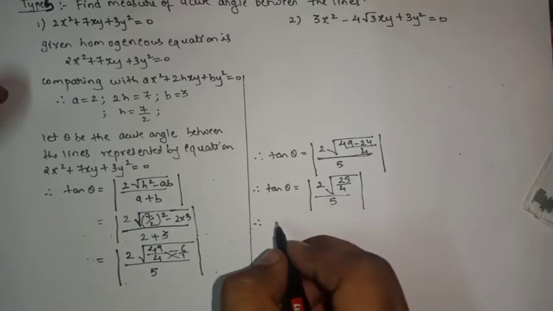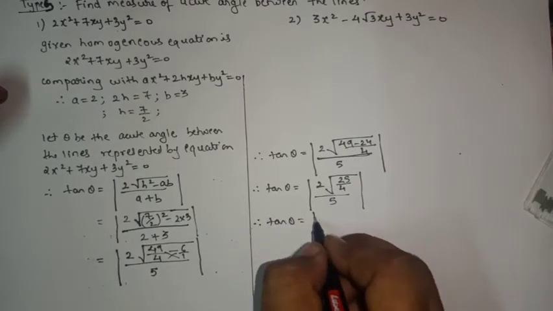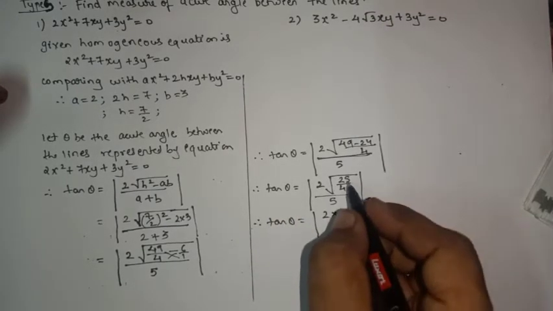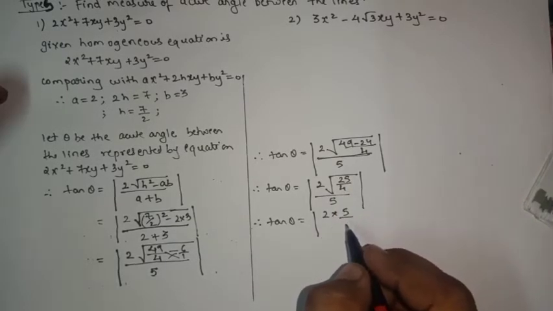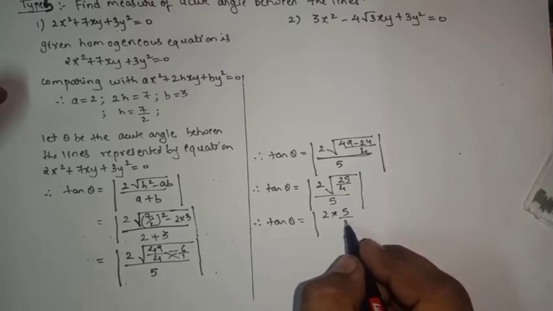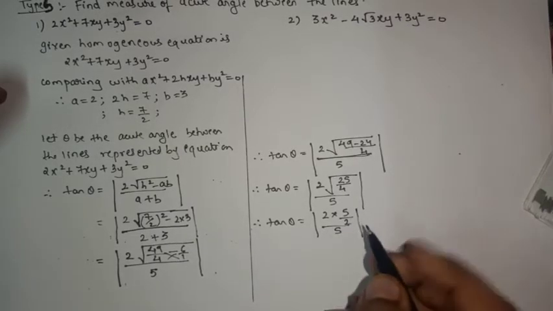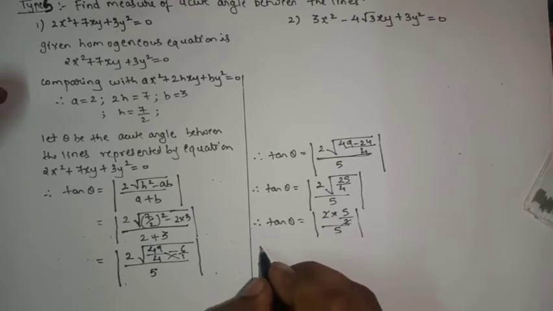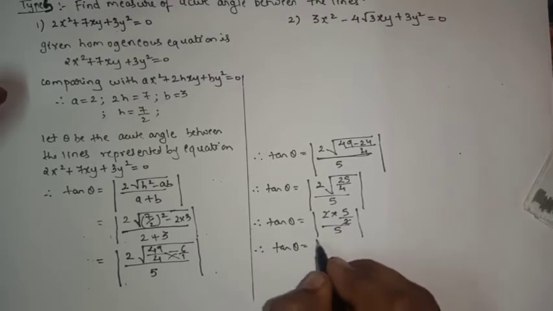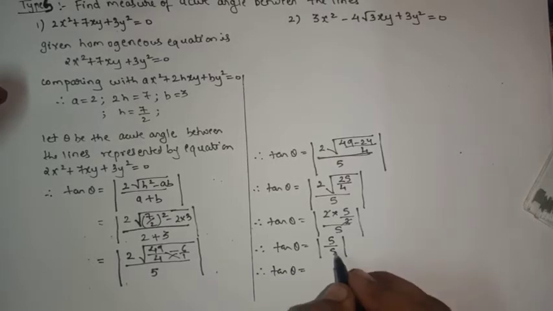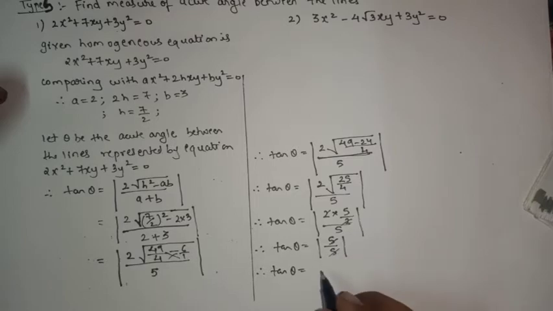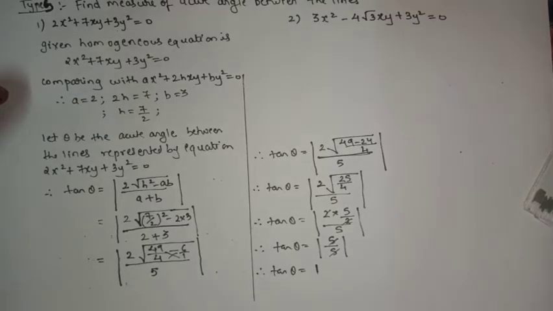So therefore tan theta equals 2 into square root of 25 is 5, and square root of 4 is 2, upon 5. So here 2 will get cancelled, so we are left with tan theta equals 5 by 5. So therefore tan theta equals, this will get cancelled and we're left with mod of 1, and mod of 1 will be what? 1 only. Yes or no? Understood? Got the point?